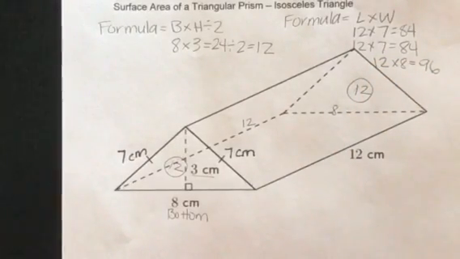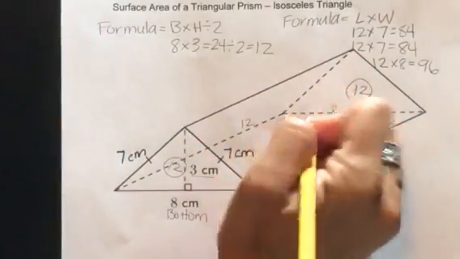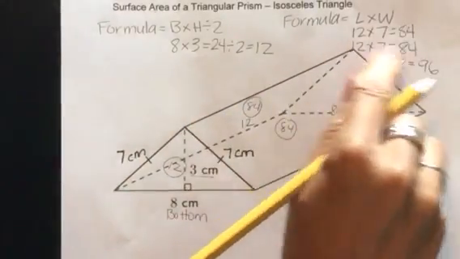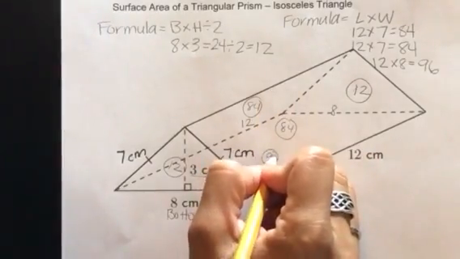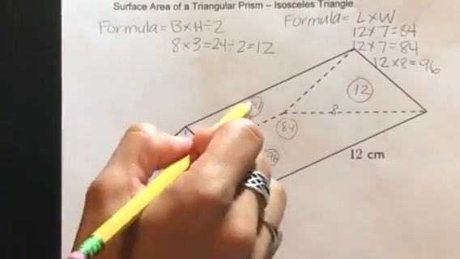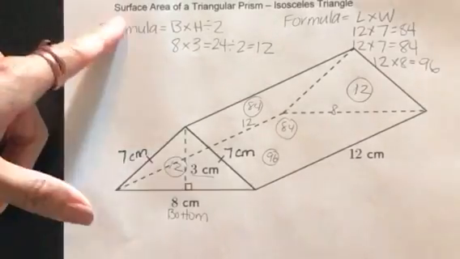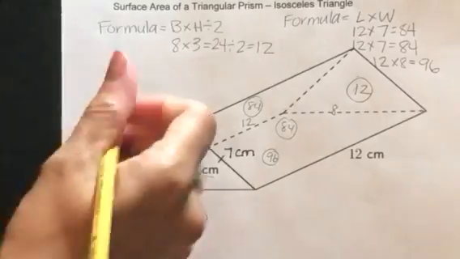Okay, so remember that I needed to solve for 5 faces, okay? I know that this front face is 84. I know that this back face is 84 because we solved for them there. And now I know that the bottom is 96. So now I have 1, 2, 3, 4, 5 faces that I've solved for. So to get the total surface area, I now need to add all those measurements together. So we're going to add.